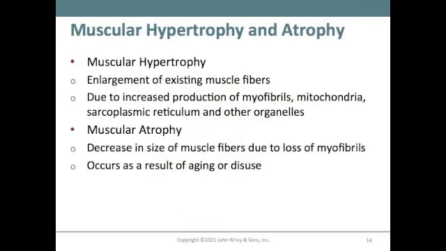Okay, so let's move on from this slide. Let's talk about hypertrophy and atrophy. Muscular hypertrophy is the enlargement of existing muscle fibers due to increased production of myofibrils, mitochondria, sarcoplasmic reticulum, and other organelles. So if that's the case, your muscles are going to look a little bit bigger than normal. Muscular atrophy is a decrease in size of the muscle fiber due to the loss of myofibrils. They occur as a result of aging or disuse.